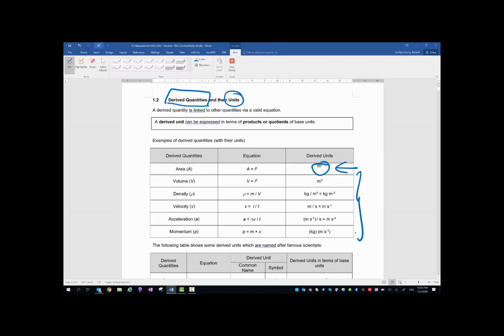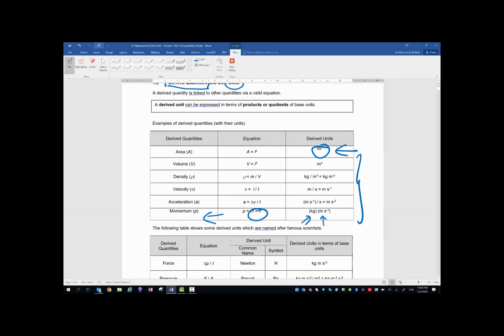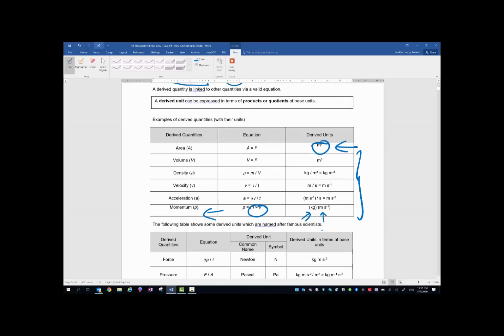Okay, so that's that. Momentum is the product of mass and velocity. So how do you get that? The unit of mass is kilogram, the unit of velocity is meters per second. So the derived unit for momentum will be kilogram meters per second. So that's that. Okay, so these are quite straightforward, which you can acquire yourself.